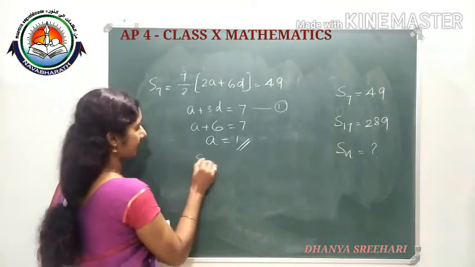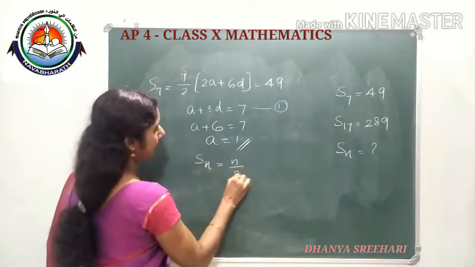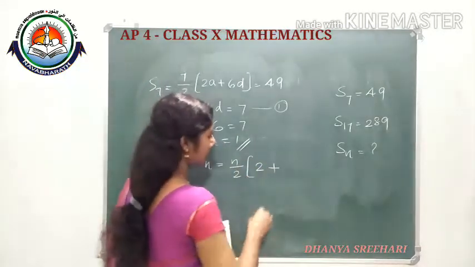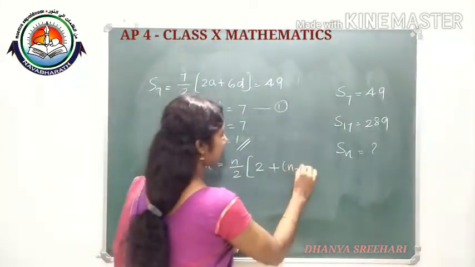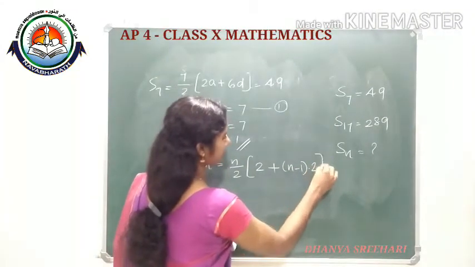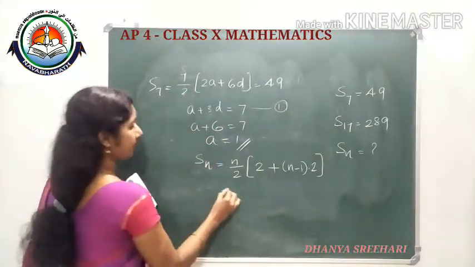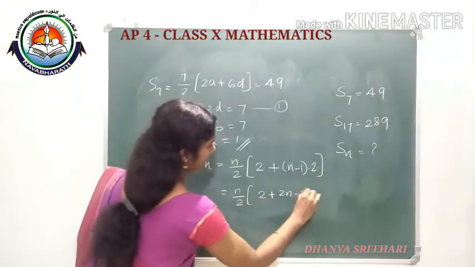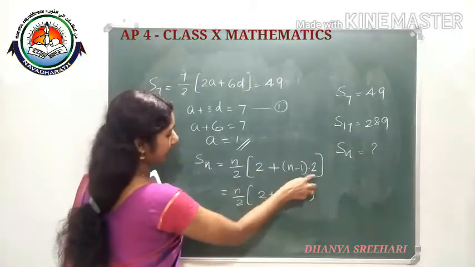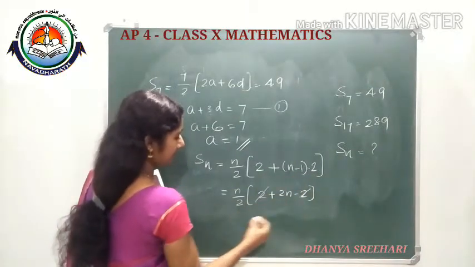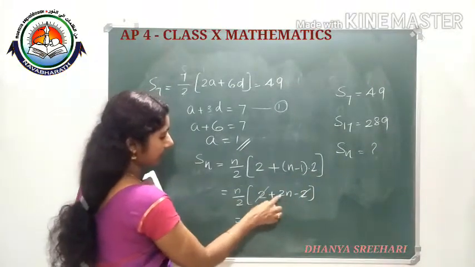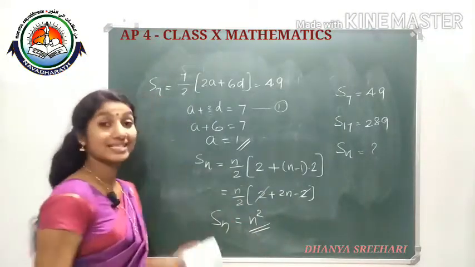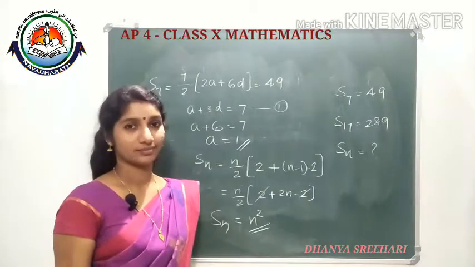Then we need Sn. Sn equal to n by 2 into, a is 1, so 2 into 1 is 2, plus n minus 1 into d, which is 2. Then it is equal to n by 2 into 2 plus 2n minus 2. Remove the bracket, 2 cancelled, 2n minus 2 cancelled. We are getting n by 2 into 2n. So 2 cancelled, n into n we are getting n square. So we got Sn is equal to n square.